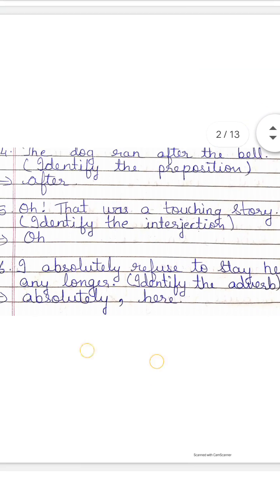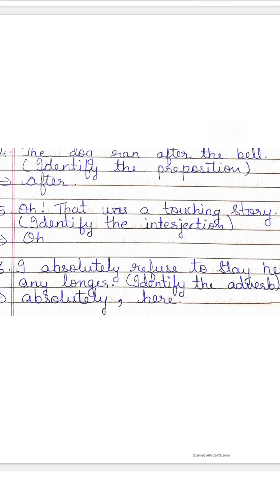Then next, oh, that was a touching story. Identify the interjection. So the interjection, we all know interjection is an exclamatory mark or exclamation. So only the word you have to write: oh.